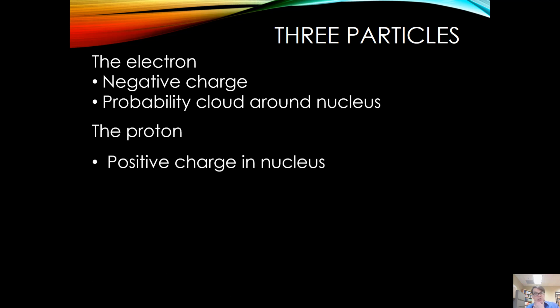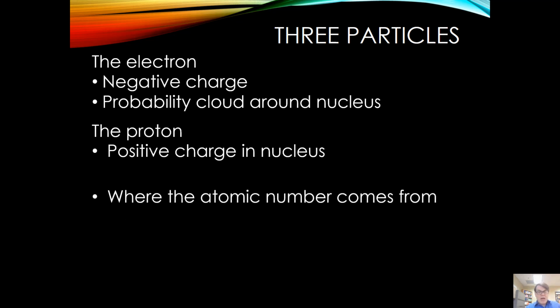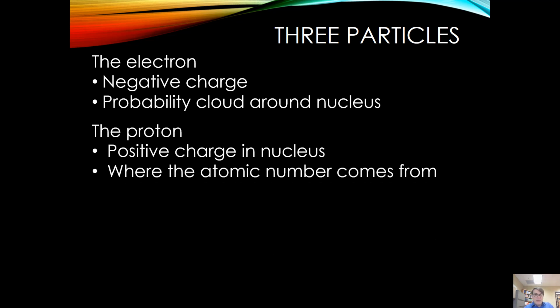The proton, of course, is the positive charge. It's in the nucleus. So the electron is orbiting, as it were, around the nucleus like planets, and the proton is in the center, in the nucleus. Okay, this is where the atomic number comes from. How do you know what atom you're looking at? The number of protons tells you what atom you're looking at.